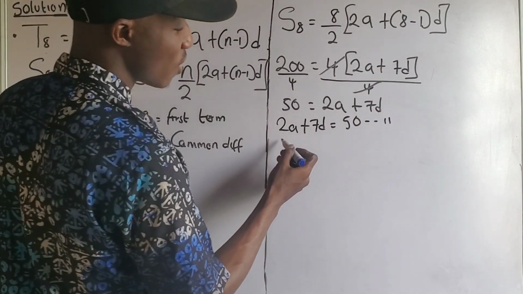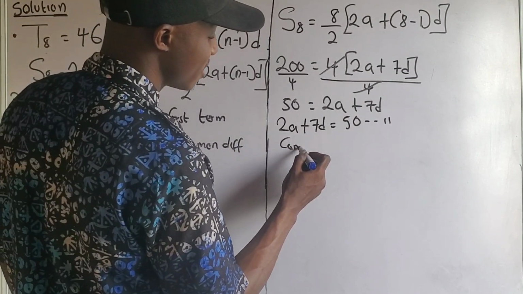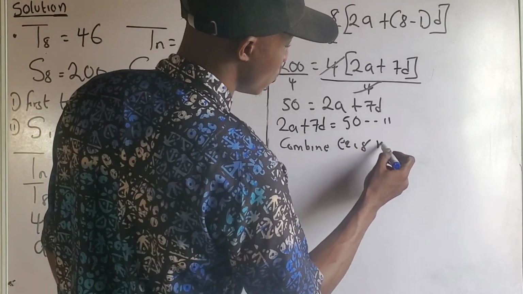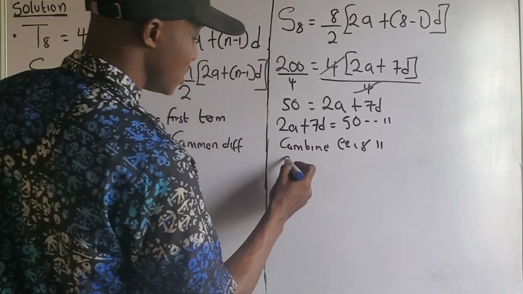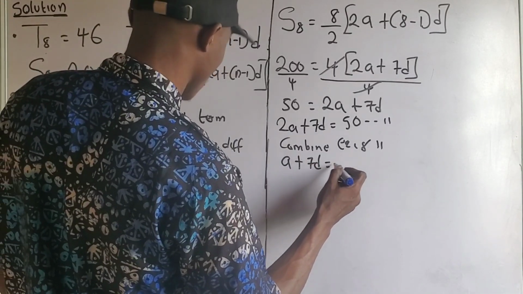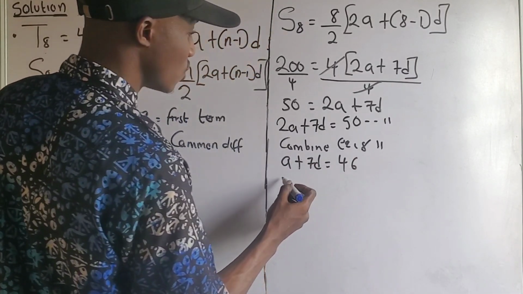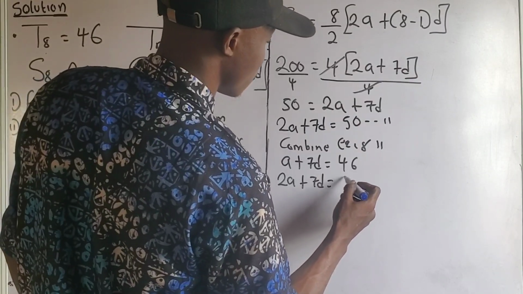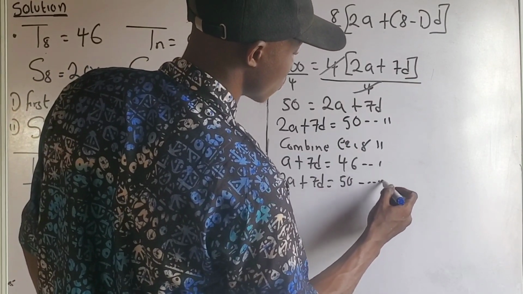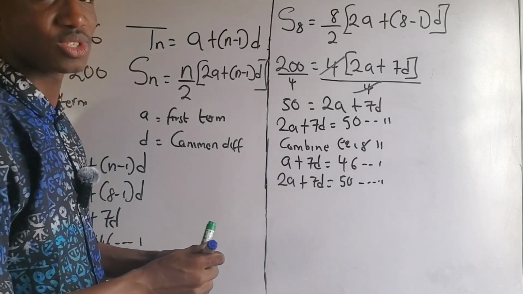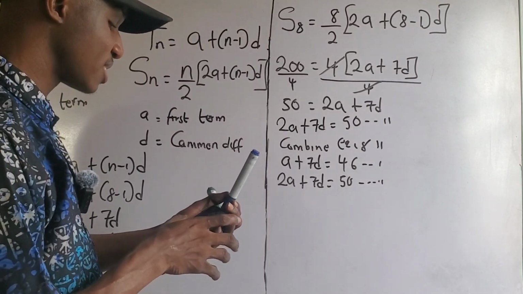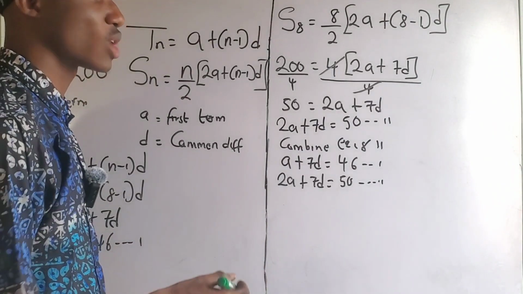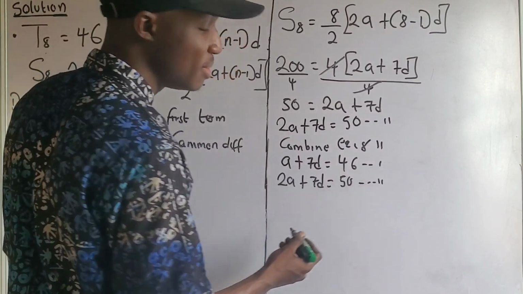Now combine equation 1 and equation 2. Equation 1 is a plus 7d equals 46, and equation 2 is 2a plus 7d equals 50. Let us solve these equations simultaneously. We can easily use the elimination method to solve them. All you have to do is subtract equation 2 from equation 1 to eliminate d.